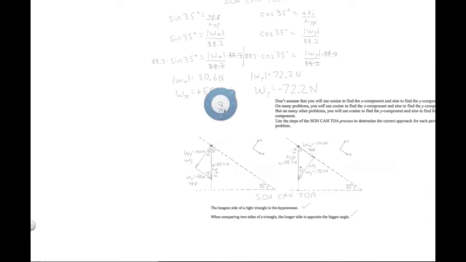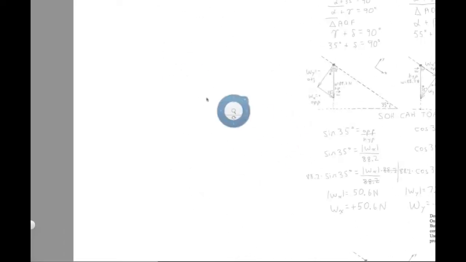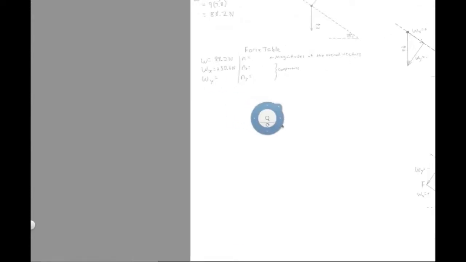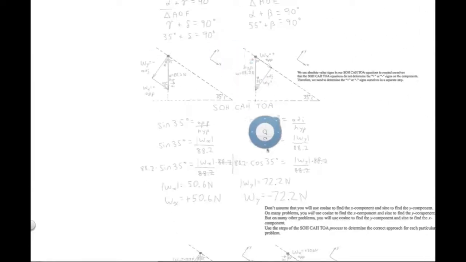So now let's take the numbers that we figured out and build them into our force table. W sub x is positive 50.6 newtons. And our W sub y that we determined was negative 72.2 newtons.